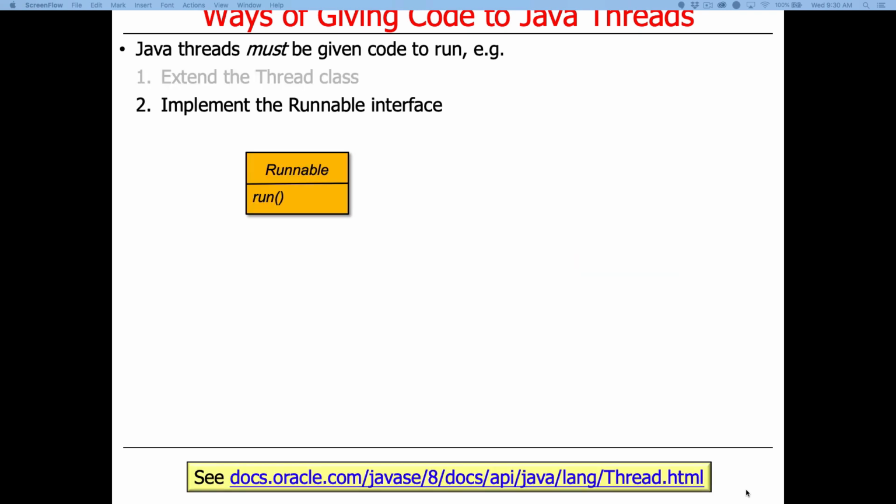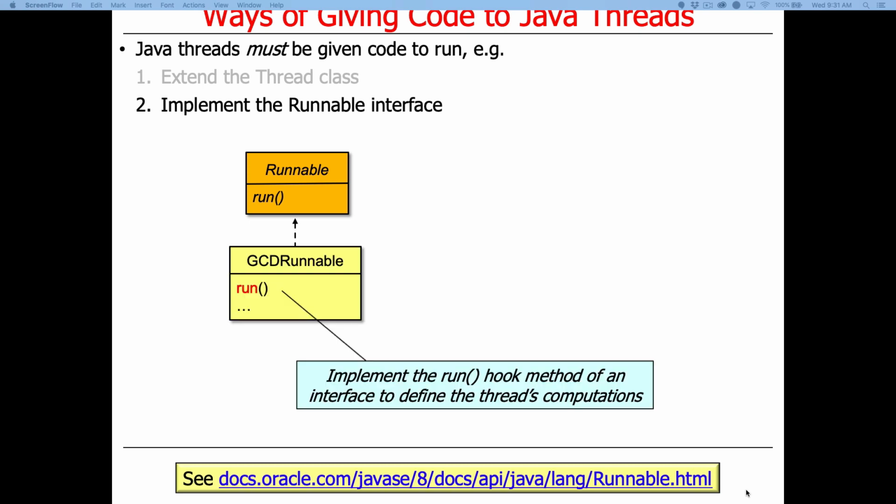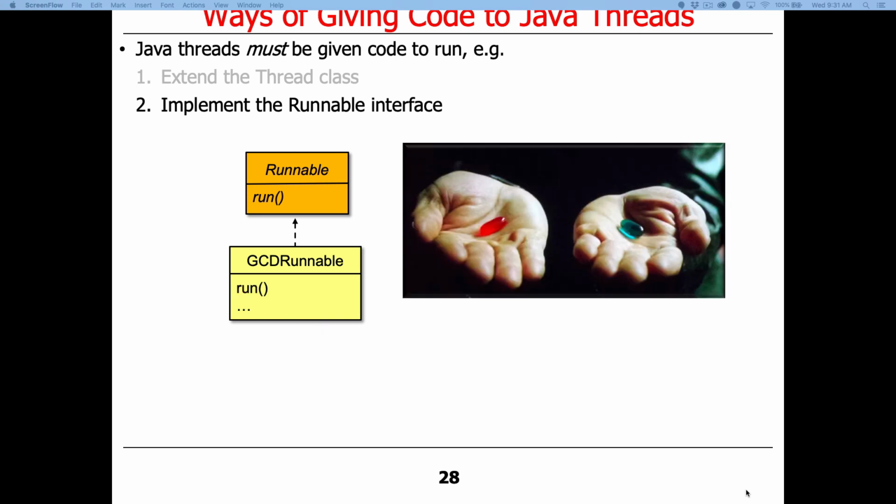Another way to do things is to implement the Runnable interface. There's an interface called Runnable, which is a so-called functional interface. It has a single method called run, which takes no parameters and returns no results. So it's pretty simple. What you do here is implement the Runnable interface, filling in the run method, because it's got a method called run. And that's where you put your computation.